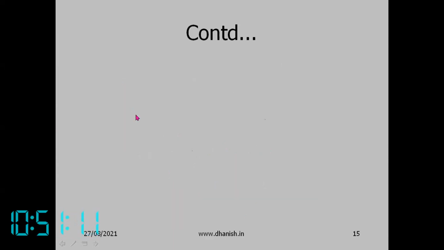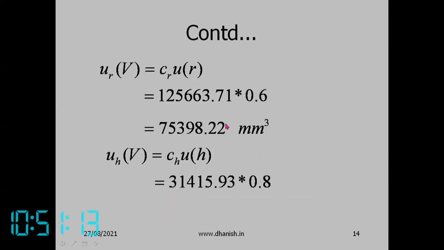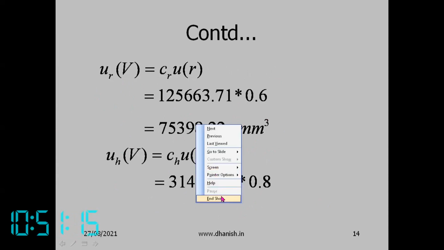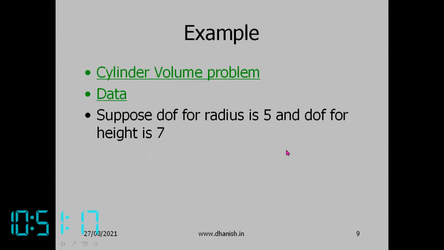So now what are the degrees of freedom for radius and height? It is mentioned in the next one. Suppose the degrees of freedom for radius is 5 and the degrees of freedom for height is 7. So what is the degrees of freedom for volume?